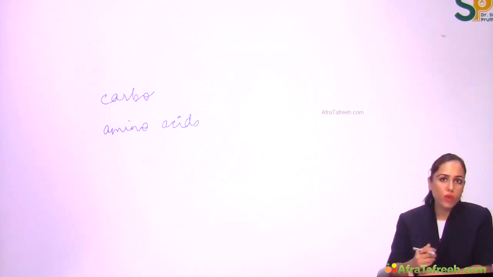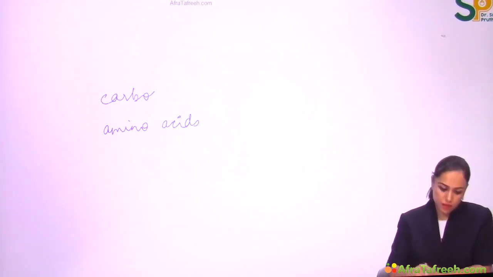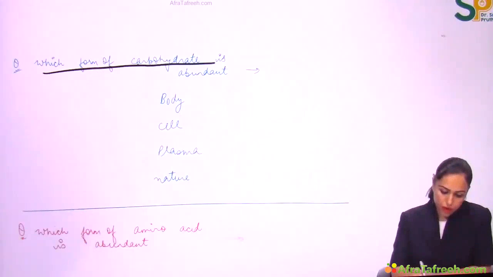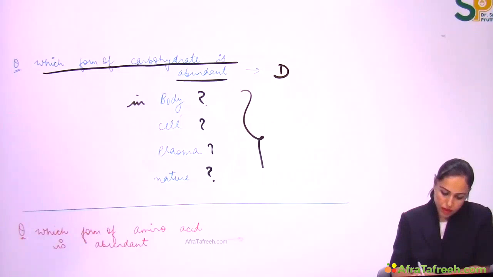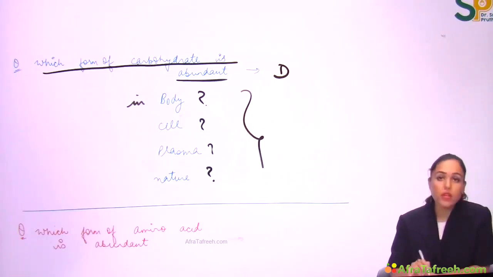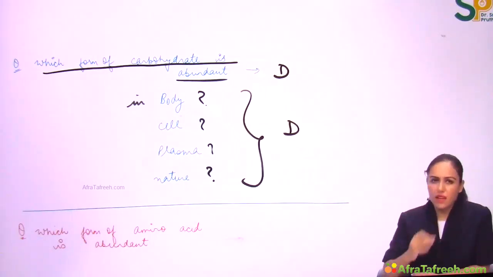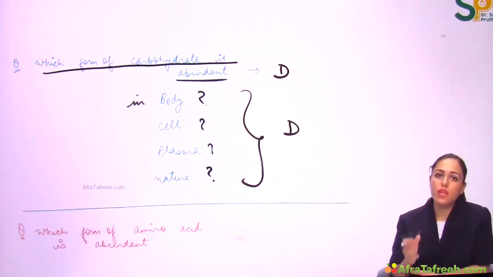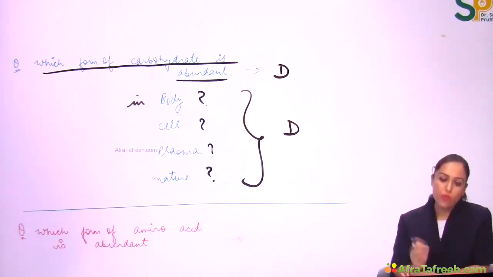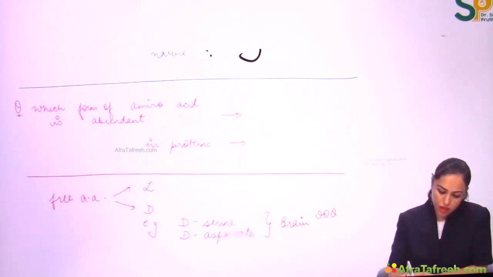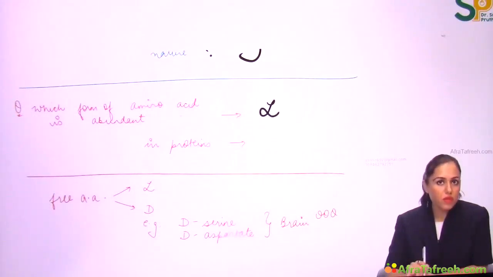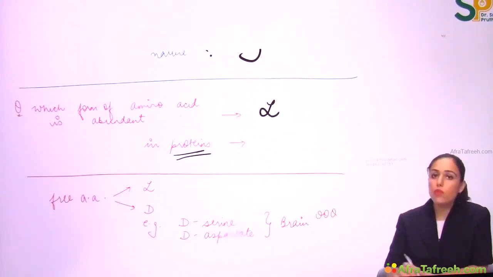But for solving questions, we have to see some detail. Which form of carbohydrate is abundant? You will say D. If they ask which form is abundant in the body, in the cell, in plasma, in nature, you will say D. Whatever question they ask for carbohydrates, you will say D form is abundant. But in case of amino acids, which form is abundant? It is the L form. And if they ask in protein, then also it is L form which is abundant.